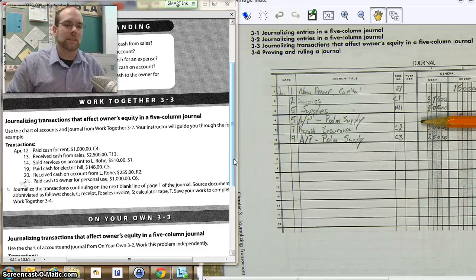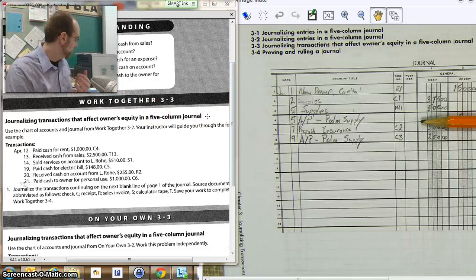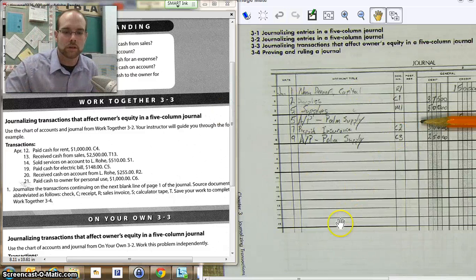Here we are for the work together on 3-3, the work together 3-3. So this left page you see right here can be found in your textbook on page 72. So let's work through it together. On the right hand side here we'll have the journal entry that we're doing.